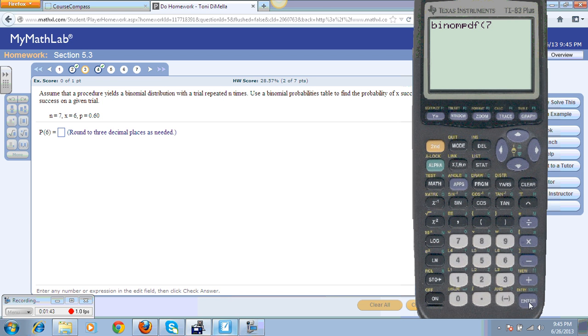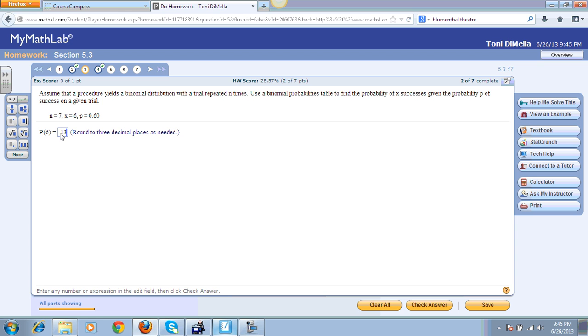N is the number of households or number of people, or just the number of things that you're surveying, comma P, which is your success rate, and then last is going to be your X, and that's the specific outcome that you're looking for, assuming that we have one. So in this case, comma 6, close your parentheses. And when you hit enter, you'll get your probability. Round to 3 decimal places, so 0.131. So about a 13% chance that I'll have exactly 6 people recognize it out of the 7 that I asked, given that my success rate is 0.6.